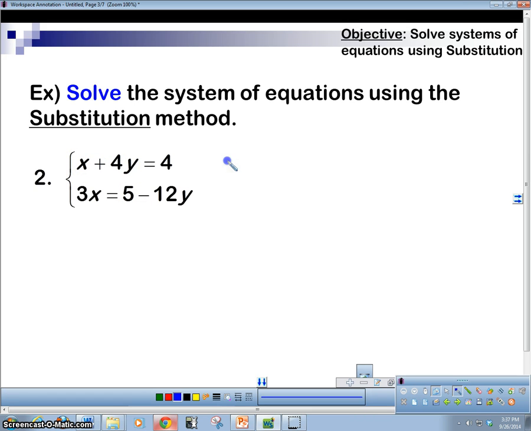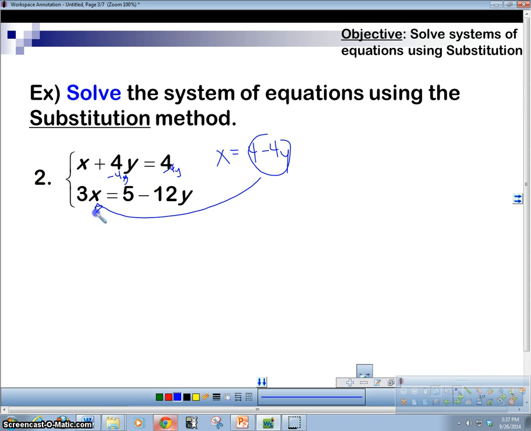So I'm going to subtract 4y here, and I get 4 minus 4y, because I subtracted 4y. Then I'm going to plug it in here. So I get 3 times (4 minus 4y) equals 5 minus 12y, which gives 12 minus 12y. Then we're going to add 12y. Wait a minute.